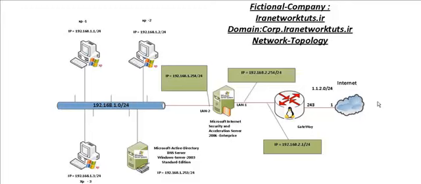Welcome to this lab. In this lab I am going to explain the installation and configuration of Microsoft Internet Security and Acceleration Server 2006 Enterprise Edition. In our lab we have a gateway which is a Linux router, and it is located here, and it acts as a default gateway for our organization.